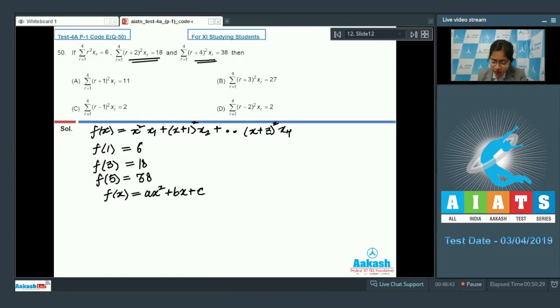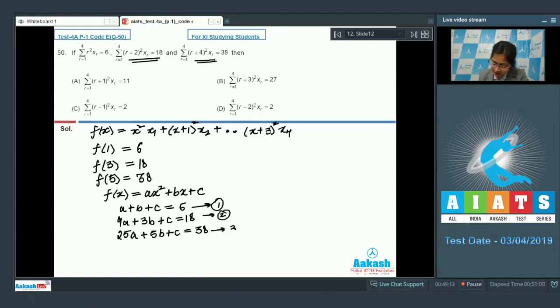So three conditions have been given and 3 unknowns are there, so we can solve it. That is f of 1, that is a plus b plus c, is equal to 6, and f of 3, that is 9a plus 3b plus c, is equal to 18, and f of 5, that is 25a plus 5b plus c, is equal to 38, right? So let us say these are equation numbers 1, 2 and 3.